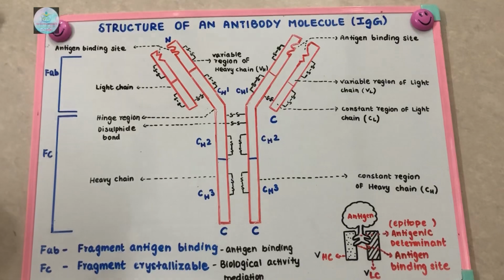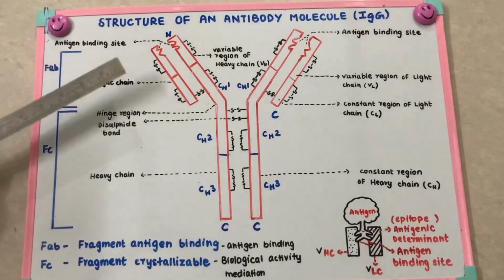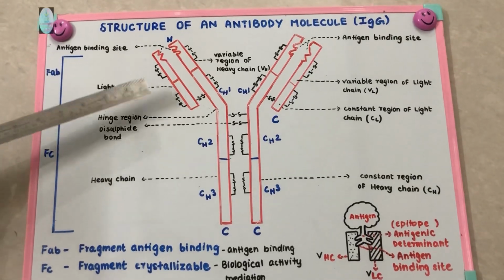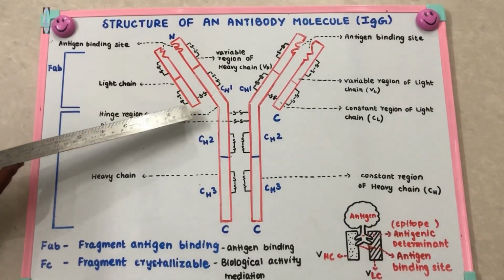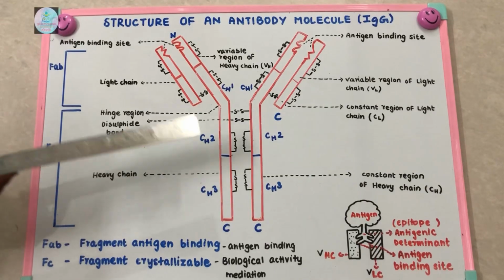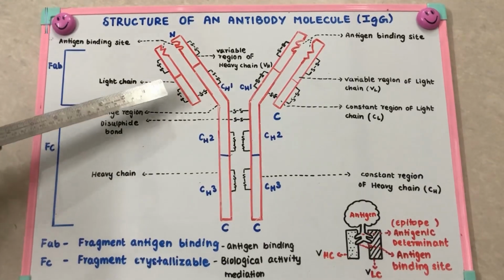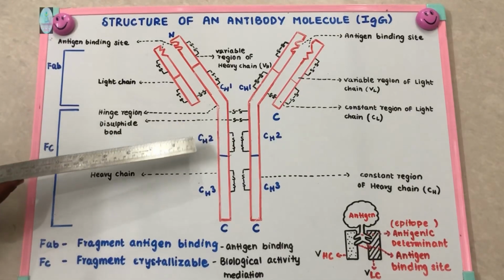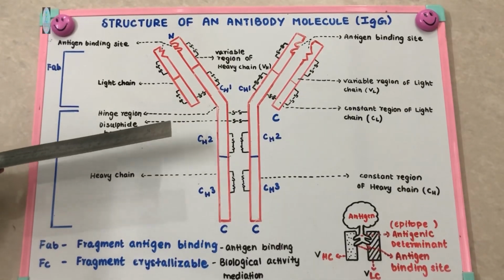Now we will discuss various parts of the antibody molecule. The first is heavy and light chains. The smaller chains are called light chains and the longer chains are called heavy chains. An antibody is made up of 4 peptide chains, 2 light chains and 2 heavy chains. Hence we represent it as an H2L2 molecule.